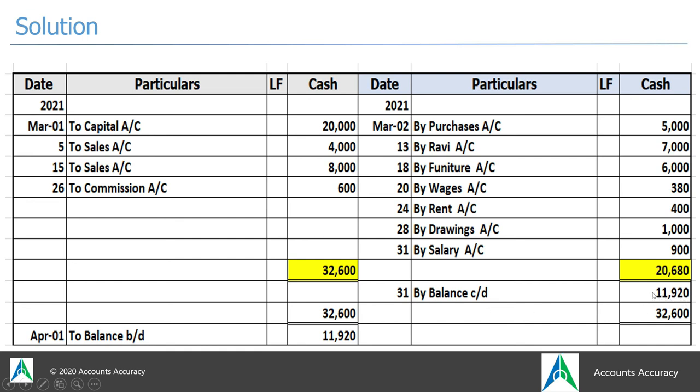Now this is the balance which is left with the company on the last date of the month, and this will be brought down on the first date of next month, that is April 1st. After March, April comes, and on 1st April the company has the balance of this much value, that is 11,920, which will diagonally be written at the debit side on the first date of next month. So that's all in the single column cash book.